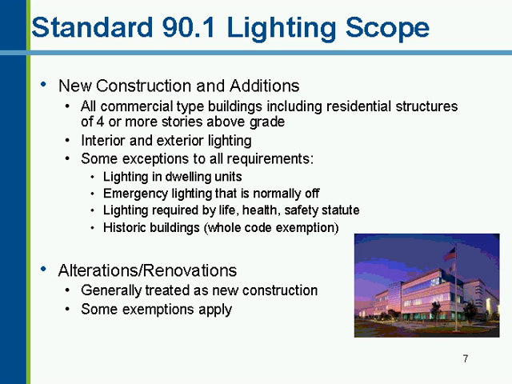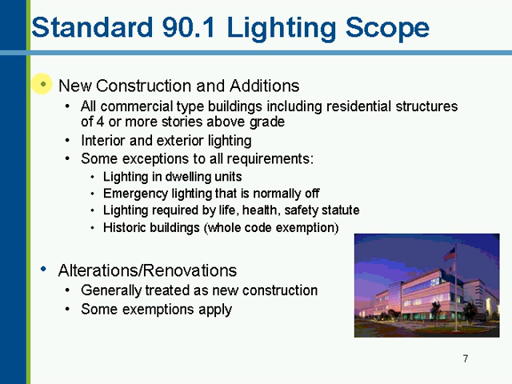We're going to spend the rest of our time talking about the lighting requirements in the 90.1 standard. First, let's look at the scope, what the application of the standard is to lighting. It does apply to both new construction and additions, and it applies to all commercial types of buildings. That includes residential buildings that are 4 or more stories above grade. If you have a residential building, for example, an apartment complex, that's only 3 stories or less, it would not have to comply with the commercial version of the standard.